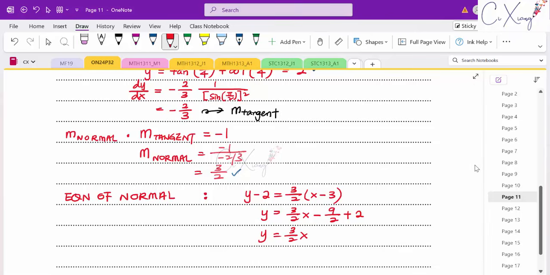Okay, so simplify the pure number here. So -9 over 2 plus 2. So by right, you should be having 2 is a 4, right? So we'll be having negative 5 over 2.